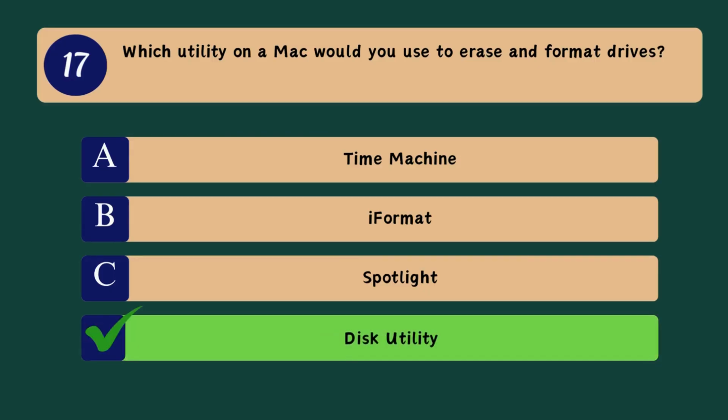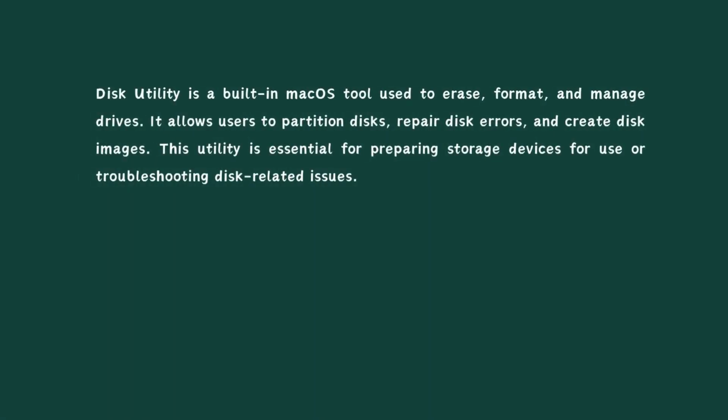Correct answer. D. Disk Utility. Disk Utility is a built-in Mac OS tool used to erase, format, and manage drives. It allows users to partition disks, repair disk errors, and create disk images. This utility is essential for preparing storage devices for use or troubleshooting disk-related issues.